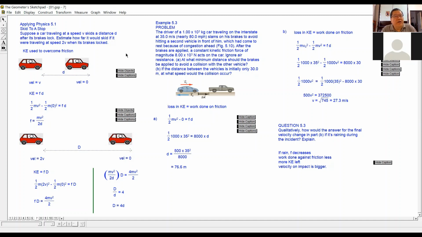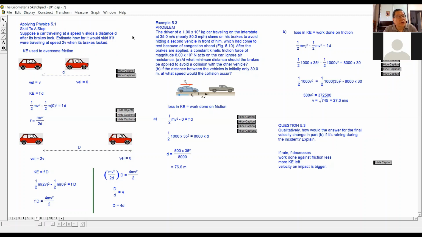Okay, so before we go on with that, we look at how the kinetic energy is converted into work done. That is the work done to overcome the friction. So you read this example. Suppose a car traveling at the speed v skids a distance d after its brakes lock. Estimate how far it would skid if it were traveling at speed 2v when its brakes lock.